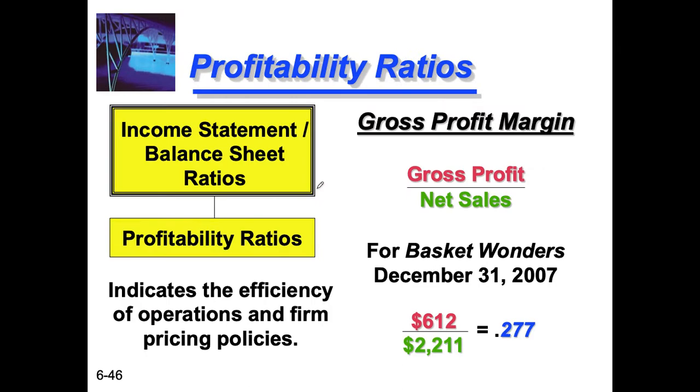Okay, now we move to profitability ratio. For profitability ratio, the data comes from the income statement or balance sheet ratios. The components of profitability ratio, first of all, gross profit margin. The formula is gross profit per net sales. Gross profit margin indicates the efficiency of operation and firm pricing policies.